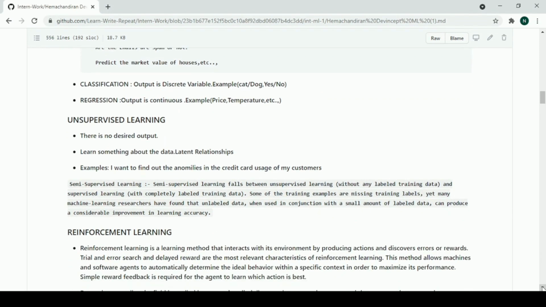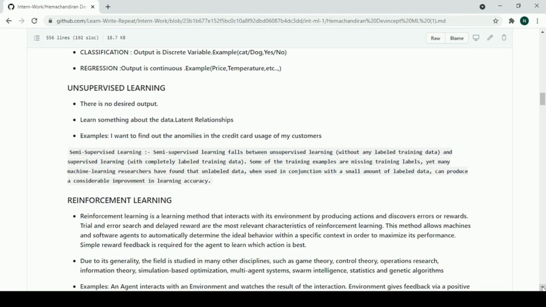Now proceeding towards unsupervised learning. In unsupervised learning, there is no target variable, there is no desired output. We learn something about the data, its latent relationships. For example, if we want to find the anomalies in the credit card usage of customers, we can use unsupervised learning.